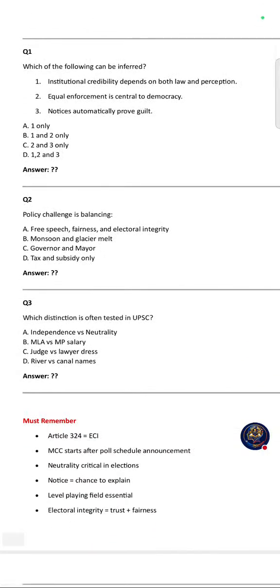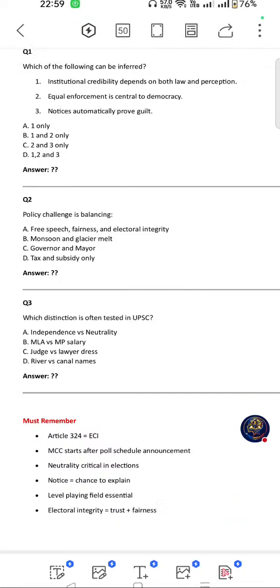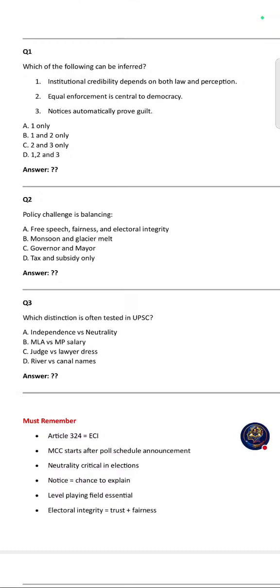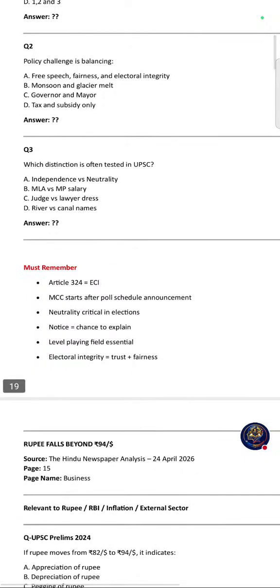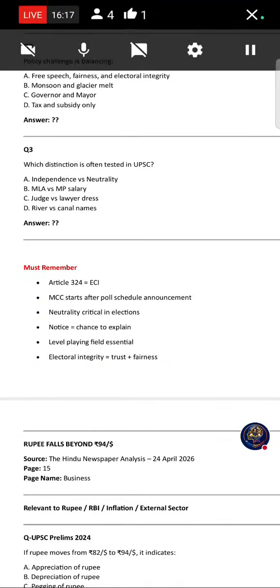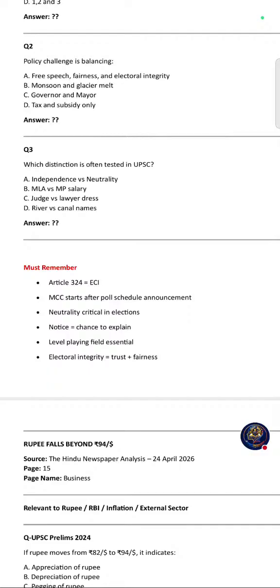Next, which of the following can be inferred? 1. Institutional credibility depends on both law and perception. 2. Equal enforcement is central to democracy. 3. Notice automatically proves guilty. The correct answer is 1 and 2 only. Notice automatically proves guilty is wrong. Next, policy challenge is balancing free speech, fairness, and electoral integrity.